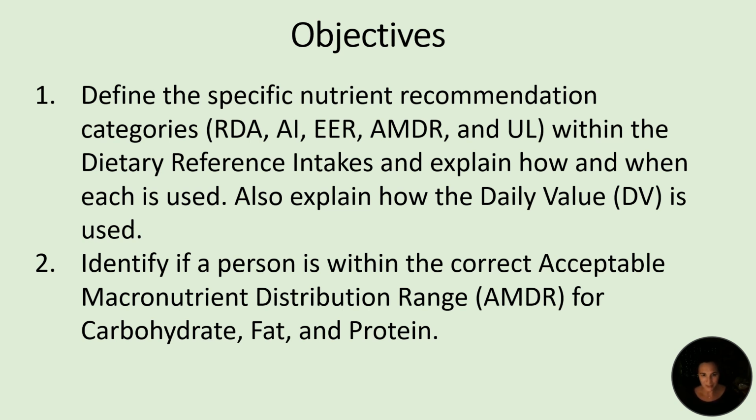And then our second objective is to identify if a person is within the correct acceptable macronutrient distribution range, AMDR, for carbohydrates, fats, and proteins. And we'll look at a specific example so that you'll be able to do this.